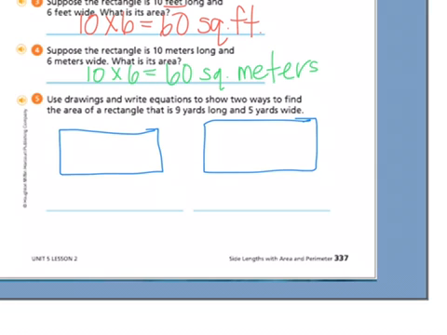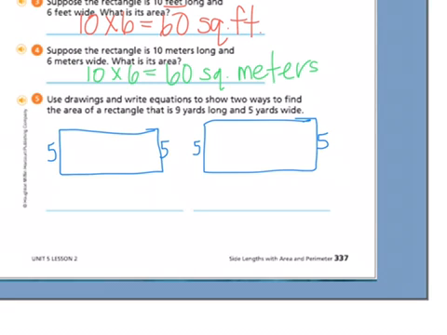Number 5, use drawings and write equations to show two ways to find the area of a rectangle that is 9 yards long and 5 yards wide. So since it's 5 yards wide, we put a 5 here and a 5 here, a 5 here, and a 5 here. Go ahead and pause the video if you need to draw your rectangles to catch up.